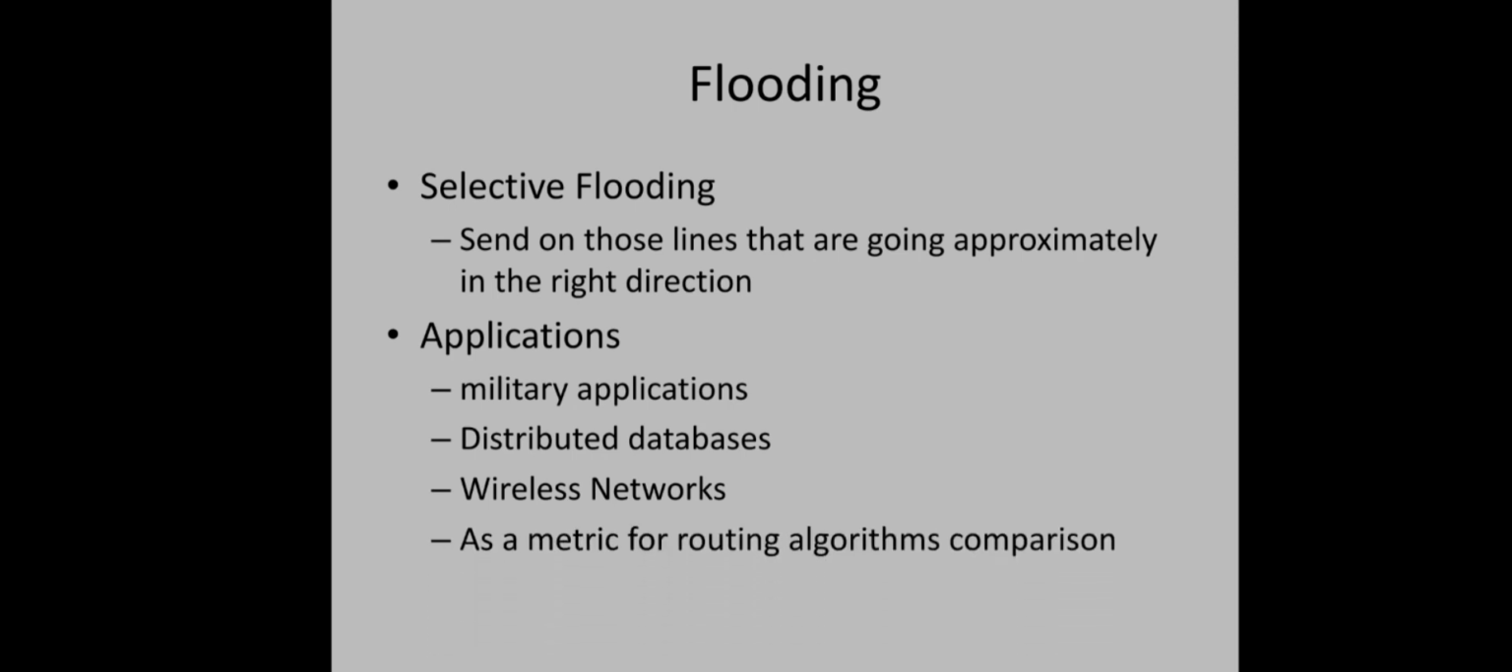And the fourth possible use of flooding is as a metric against which other routing algorithms can be compared. Of course, flooding always finds the shortest path, right? Because one packet will travel along that route. So definitely that optimal path will be found by flooding, and it can be used for comparison with other routing techniques. So this is all about static routing algorithms.